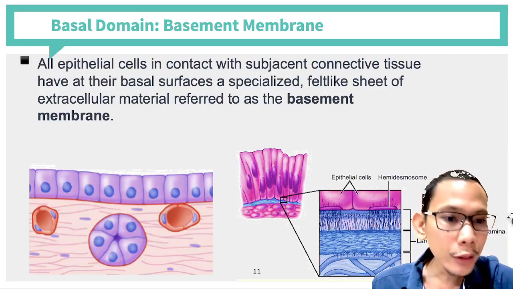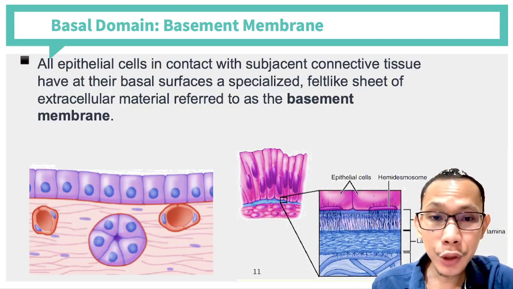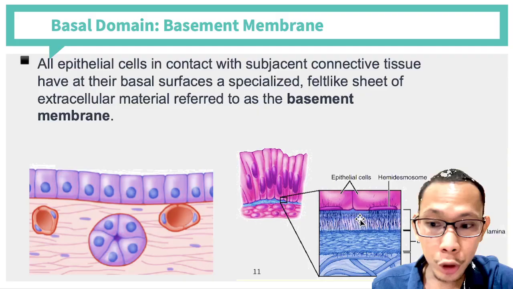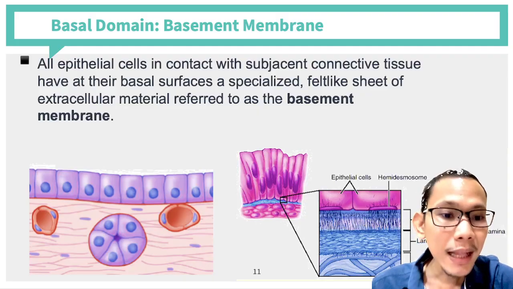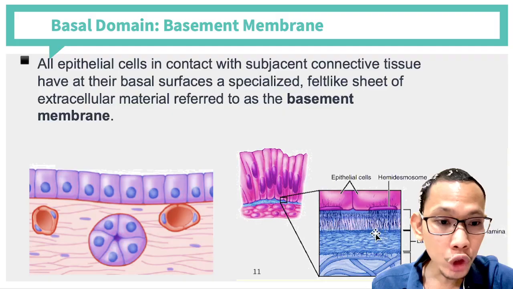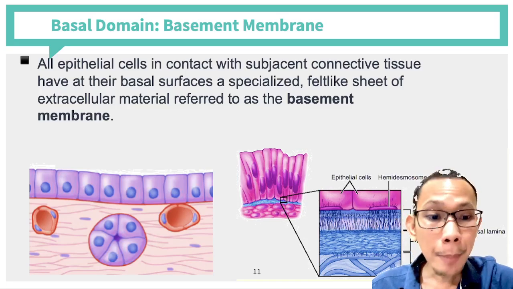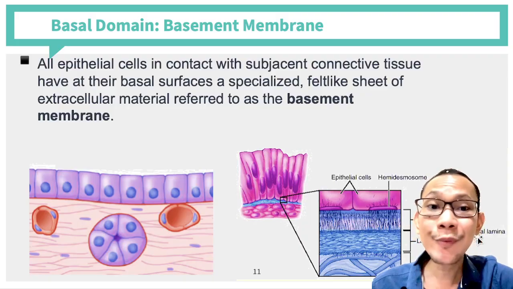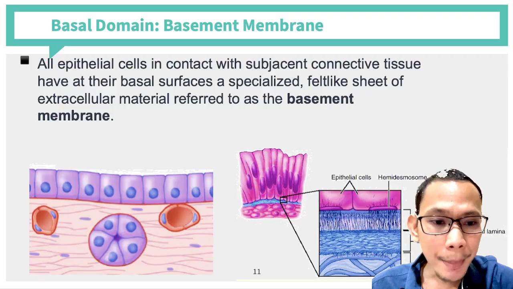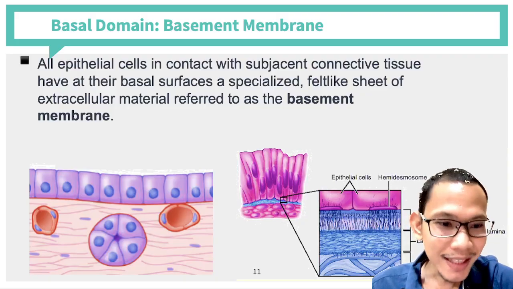What are the layers of your basal lamina? You have your lamina lucida, this portion here, and you have your lamina densa, this portion here. And lastly, you have your reticular lamina. Again, what are the two layers of your basement membrane? Basal lamina and reticular lamina. And your basal lamina is further subdivided into lamina lucida and lamina densa.